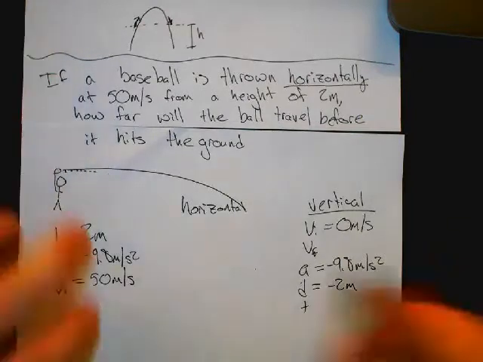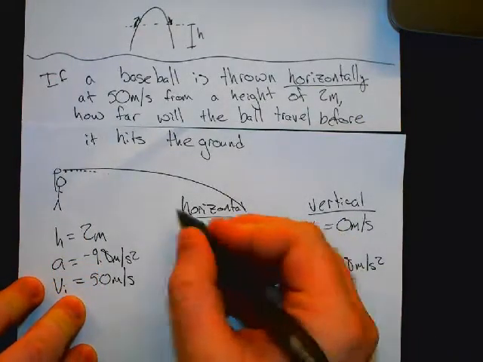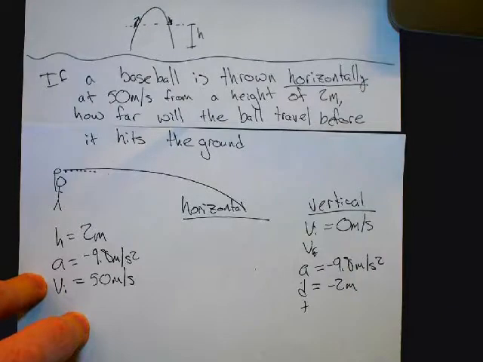Good. All right. Now, how about my horizontal? What variables am I going to be able to identify here?